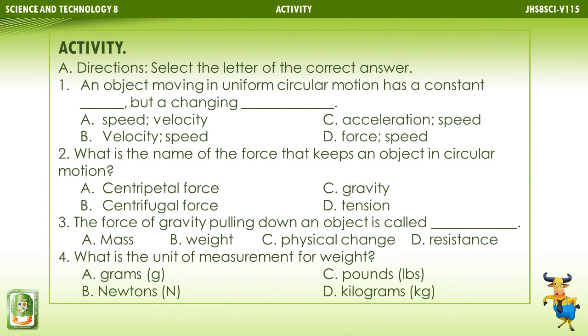3. The force of gravity pulling down an object is called blank. A. Mass. B. Weight. C. Physical change. D. Resistance. 4. What is the unit of measurement for weight? A. Grams. B. Newtons. C. Pounds. D. Kilograms.